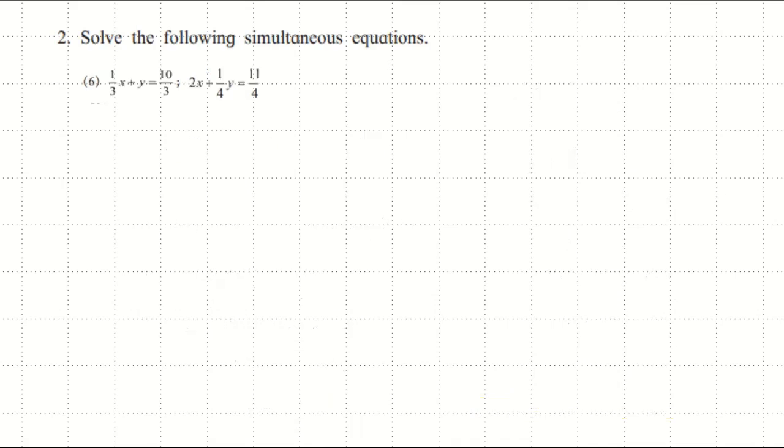Moving on to next equations. If you see, there are fractions given in the question. That is, the first equation is 1 by 3 x plus y is equal to 10 upon 3. Mark this as equation 1. Second equation is 2x plus 1 upon 4 y is equal to 11 by 4.